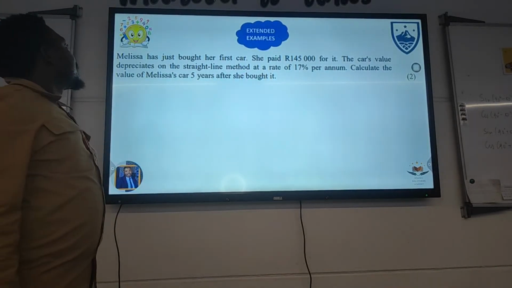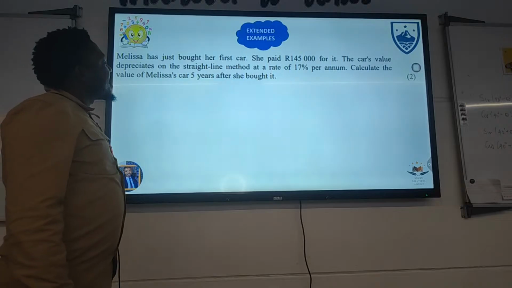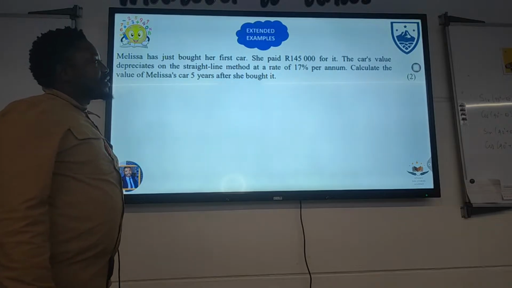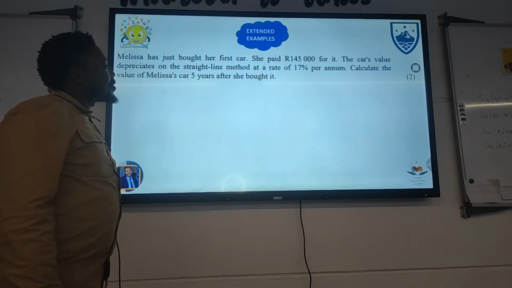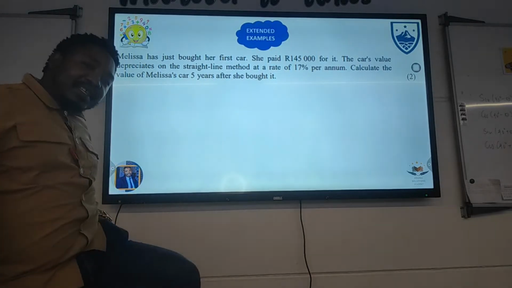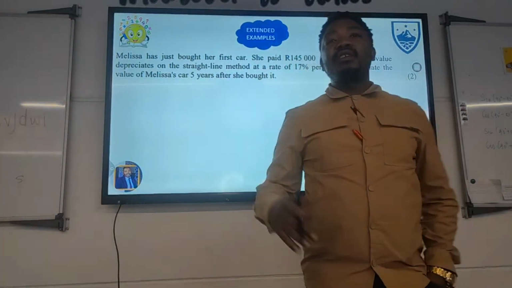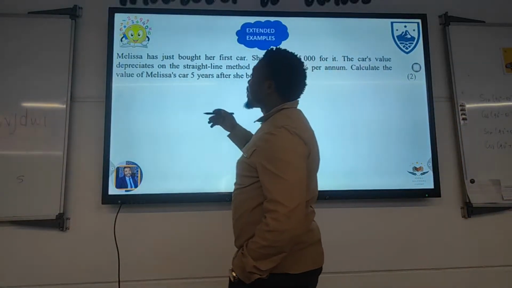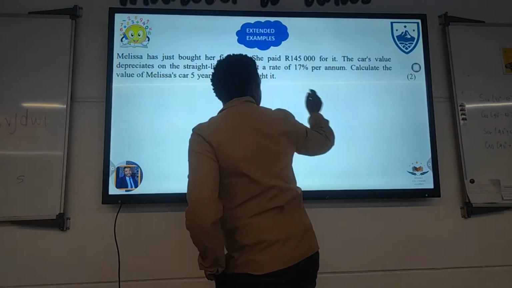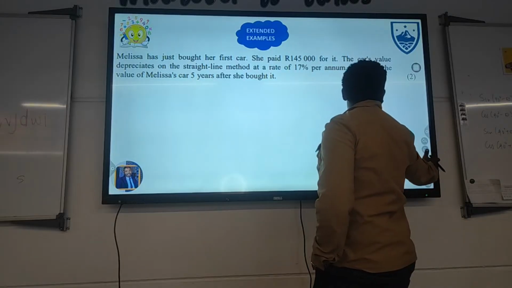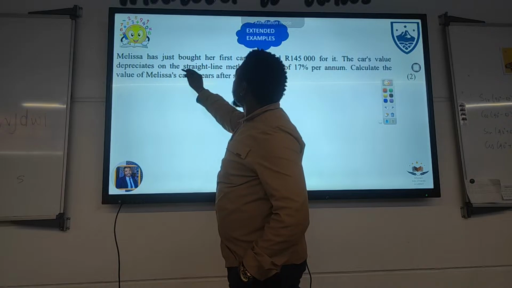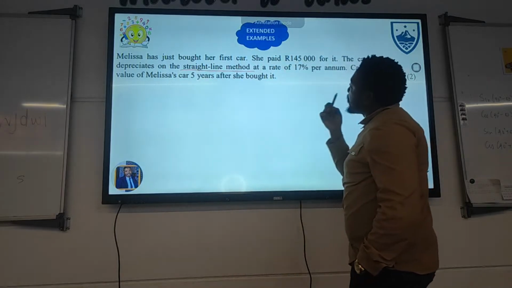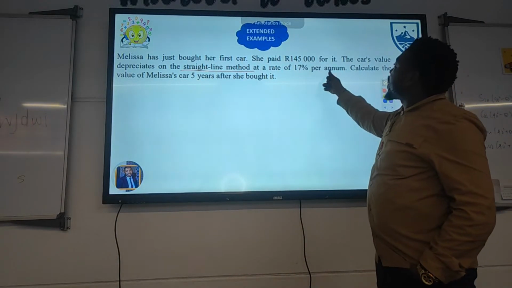It's 2 marks. Melissa has just bought her first car, so she paid 145,000 for it, and the car will depreciate on a straight line method. The reason why I put this is so that you can see that not all the problems are reduction. Not all the book values are reduction. We can also use the straight line method at the rate of 7% per annum.